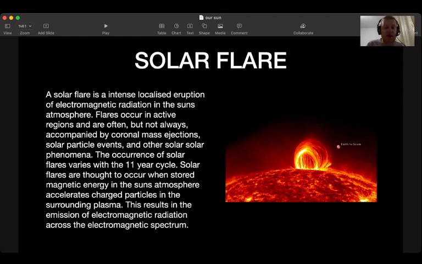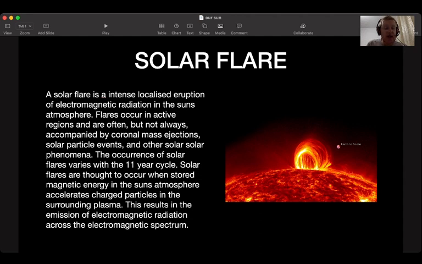solar particle events and other solar phenomena. The occurrence of solar flares varies with the 11-year cycle. Solar flares are thought to occur when stored magnetic energy in the sun's atmosphere accelerates charged particles in the surrounding plasma.